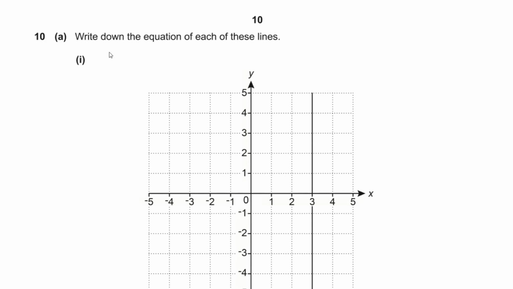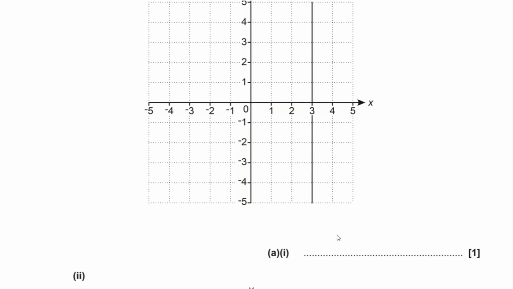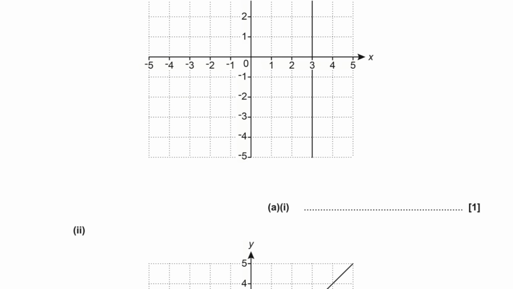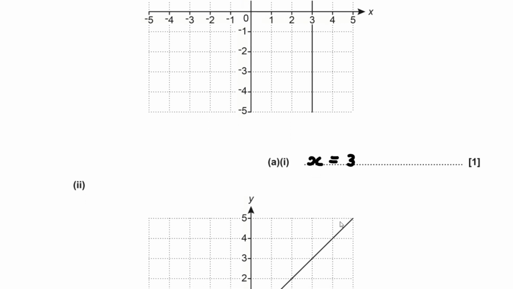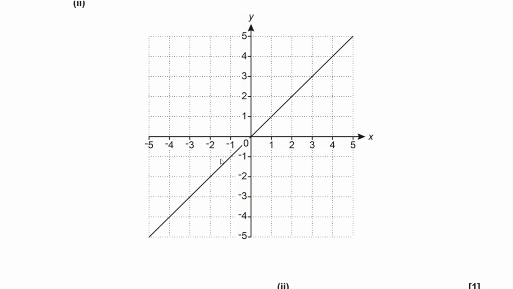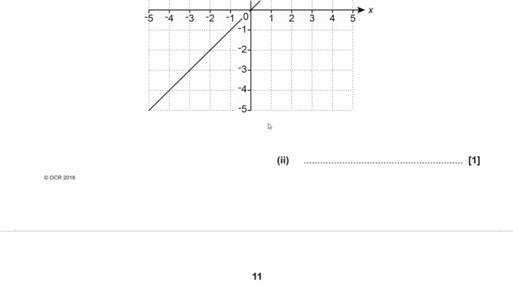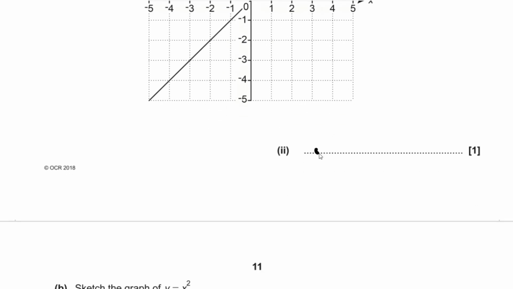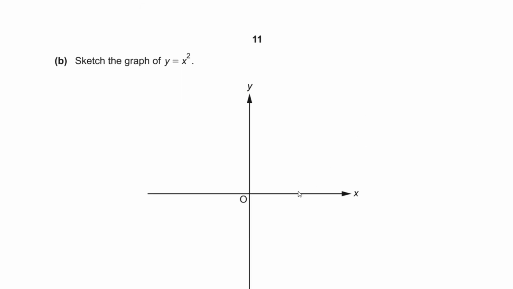Question number 10. Write down the equation of each of these lines. For the first part, we've got this line here. This line here would correspond to x equals 3. Next, this line here, well, for every x value, we've got the same y value, which means y equals x. Part B, sketch the graph of y equals x squared.